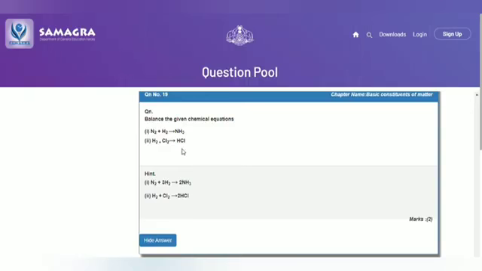Likewise, hydrogen plus chlorine gives HCl. Hydrogen 1 molecule, chlorine 1 molecule. So 2 molecules of HCl are present here.